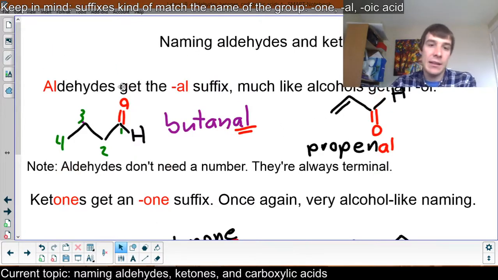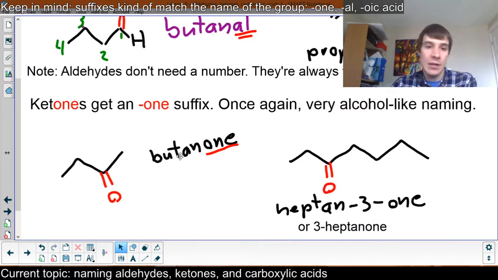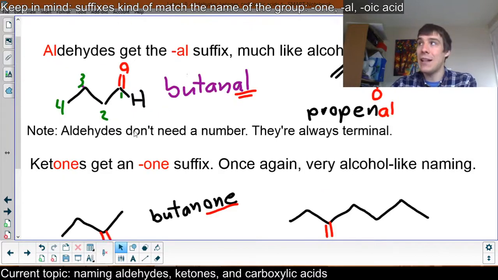Now ketones, same thing like alcohols. Alcohols "ol", aldehydes "al", ketones get "one", very much alcohol-like naming. So here this is called butanone. This is heptan-3-one. You might be wondering why I didn't say this is butan-2-one. Well, this is the only way to make butanone. If this ketone was on this carbon, that would still be butan-2-one, and if it was on the end, it would become butanal.